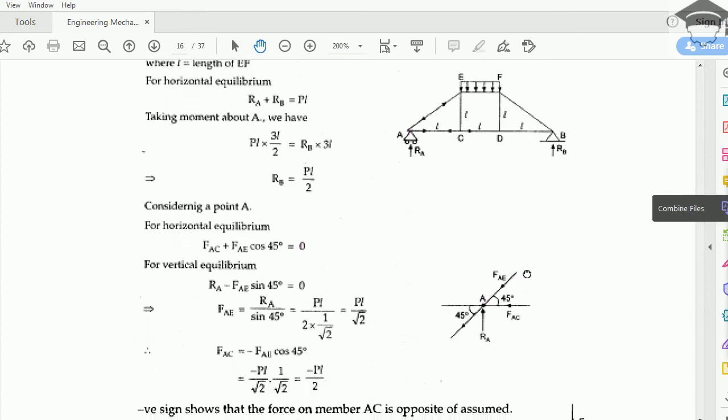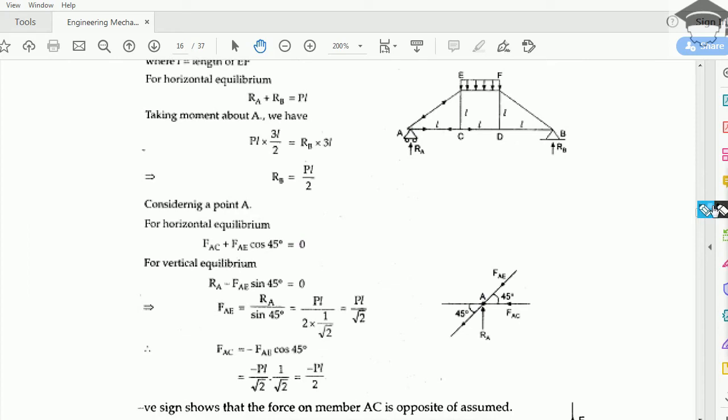FAC will be from the first equation that we have written. So you substitute FAE here, and FAC will be minus FAE cos 45. FAE you calculated as PL by root 2, cos 45 is again 1 by root 2, so it will be minus PL by 2.